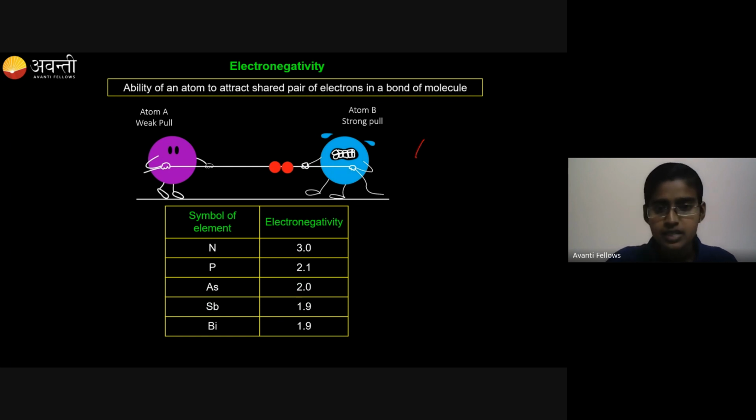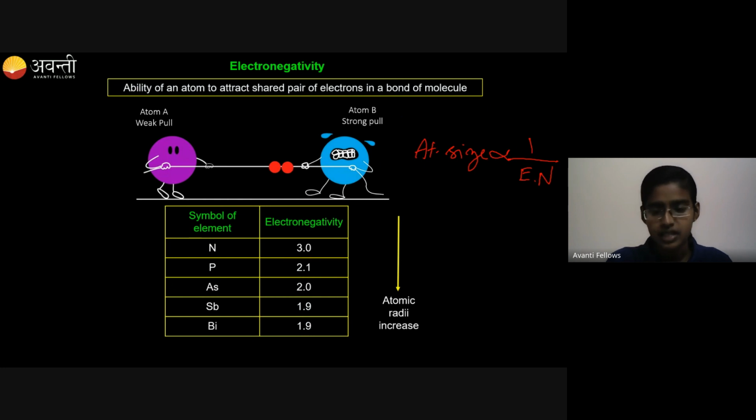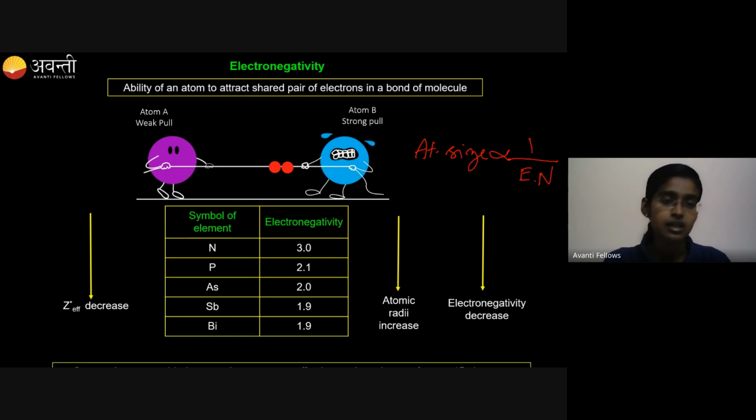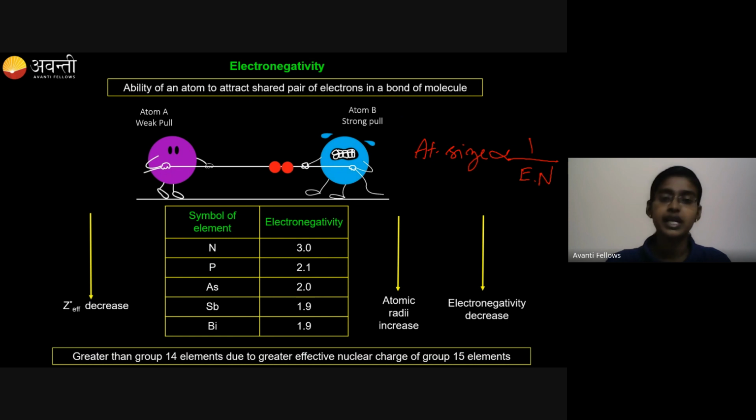So atomic size is again inversely proportional to electronegativity also. Okay. As atomic radius increases, the effective nuclear charge decreases. So the electronegativity decreases. And the electronegativity is greater than group 14 elements due to the greater effective nuclear charge of group 15. Okay. So don't worry about the effective nuclear charge. It is the charge which is present inside the nucleus. So that concept and all you might have studied in your class 11. So this particular relation, you just make a note of it.